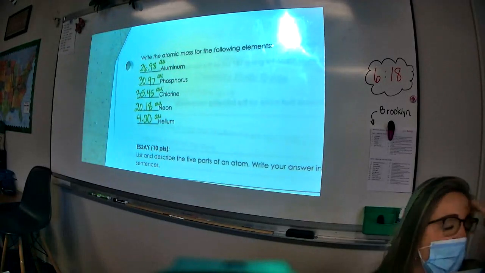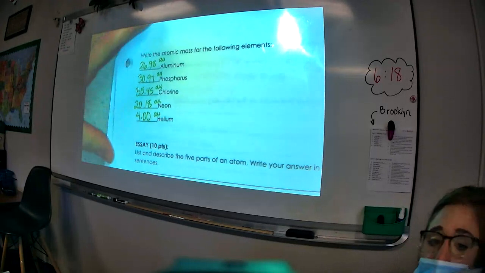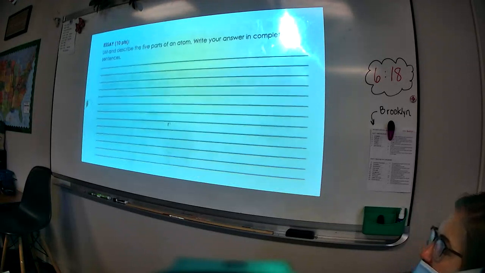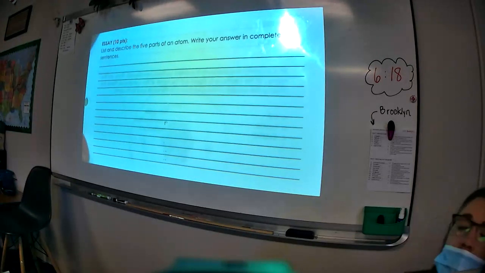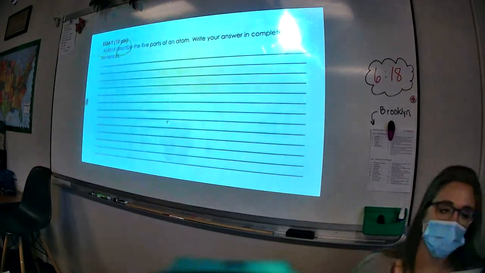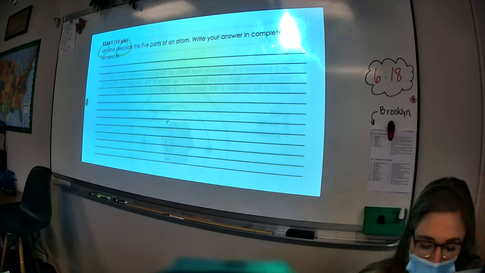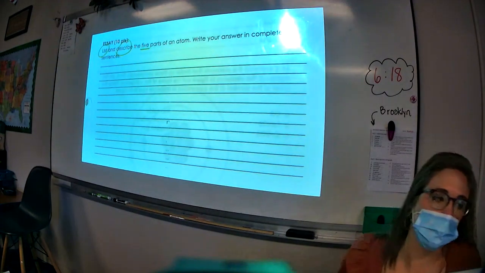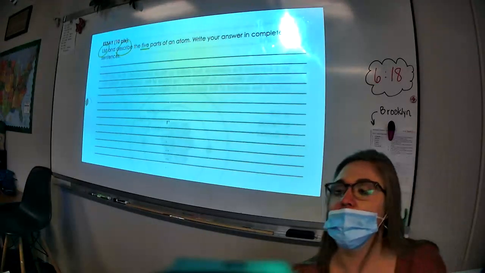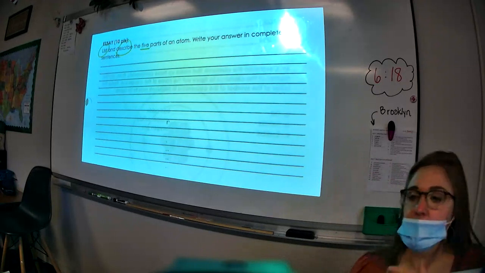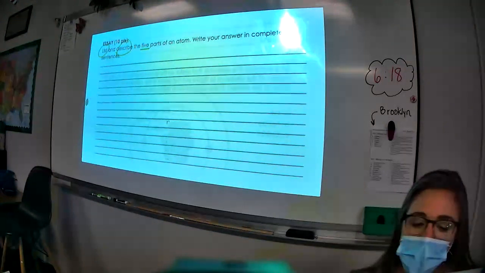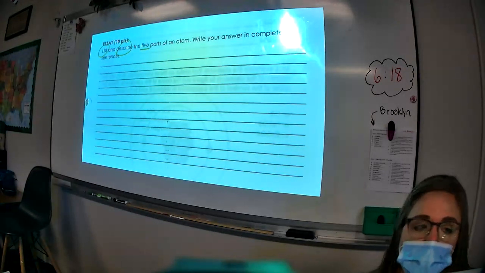Okay. For the essay, it is worth 10 points, and this is why. You need to list and describe the 5 parts of an atom. Write your answer in complete sentences. With questions like this, where you have to do 2 things, list and describe, and you have 5 parts, that's 10 things you have to do to get all 10 points. Sometimes as you're writing, you think you mentioned one but you forgot it, or you mention one twice by accident. So we're going to use a method to help make sure you hit all the points.